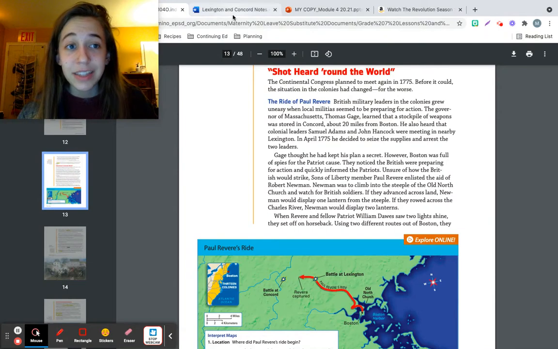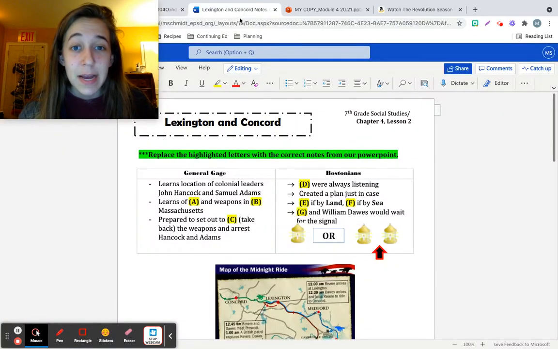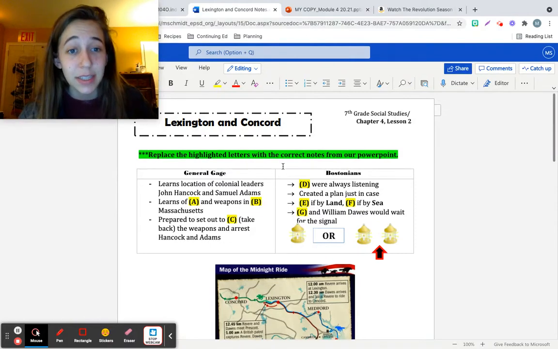So let's look at those notes together at this point. I think we've got what we need to start filling out those notes. So follow along with me. Make sure your notes are opened, your Lexington and Concord notes, okay? So we're going to replace the highlighted letters with the correct notes.